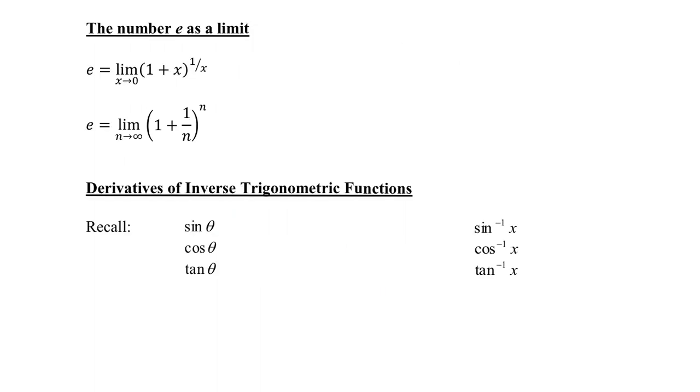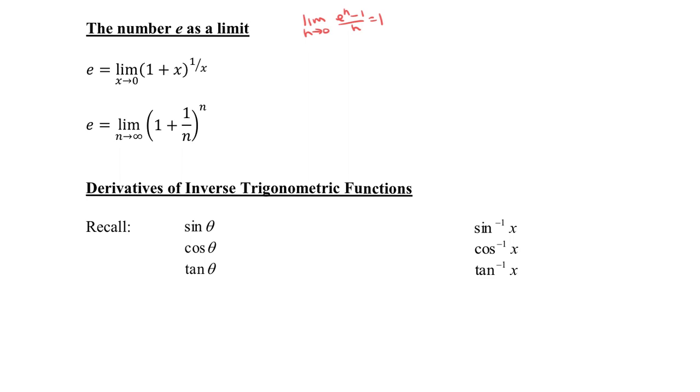So the book also mentions, on pages 221 and 222 in both the 8th and the 9th edition, this number e as a limit. So if you remember, we ran into the number e before. We sort of defined it to be the number such that this limit was equal to 1. So we saw that before.